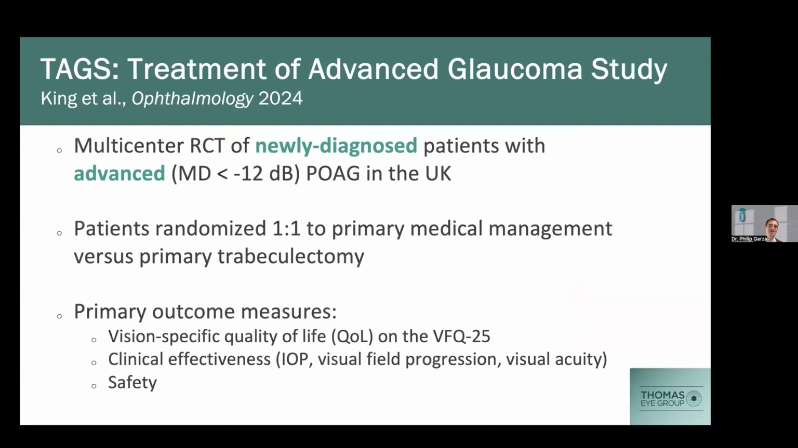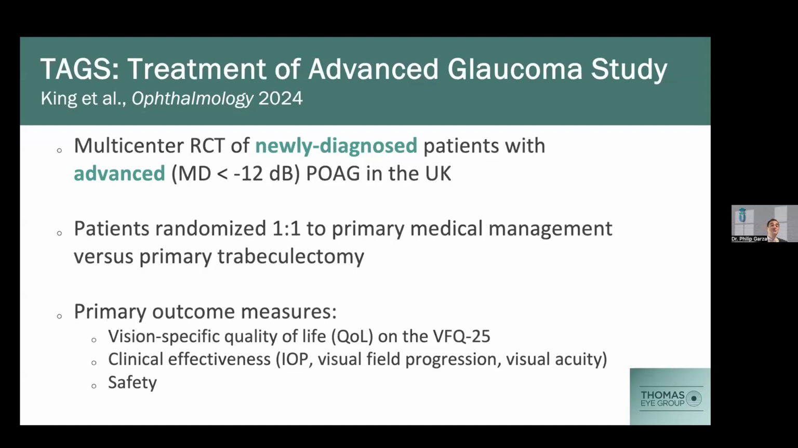This is a huge study. I think this is going to go down as another pivotal clinical trial in glaucoma, which is the Treatment of Advanced Glaucoma Study. It was a multi-center randomized controlled trial of newly diagnosed patients with advanced glaucoma in the UK. The UK is winning all this stuff. Patients randomized 1-to-1 to either primary medical management or primary trabeculectomy. And these were people with really bad disease, mean deviation lower than -12. And the primary outcome measures were quality of life, but also clinical effectiveness, such as IOP, visual field progression, visual acuity, and safety.